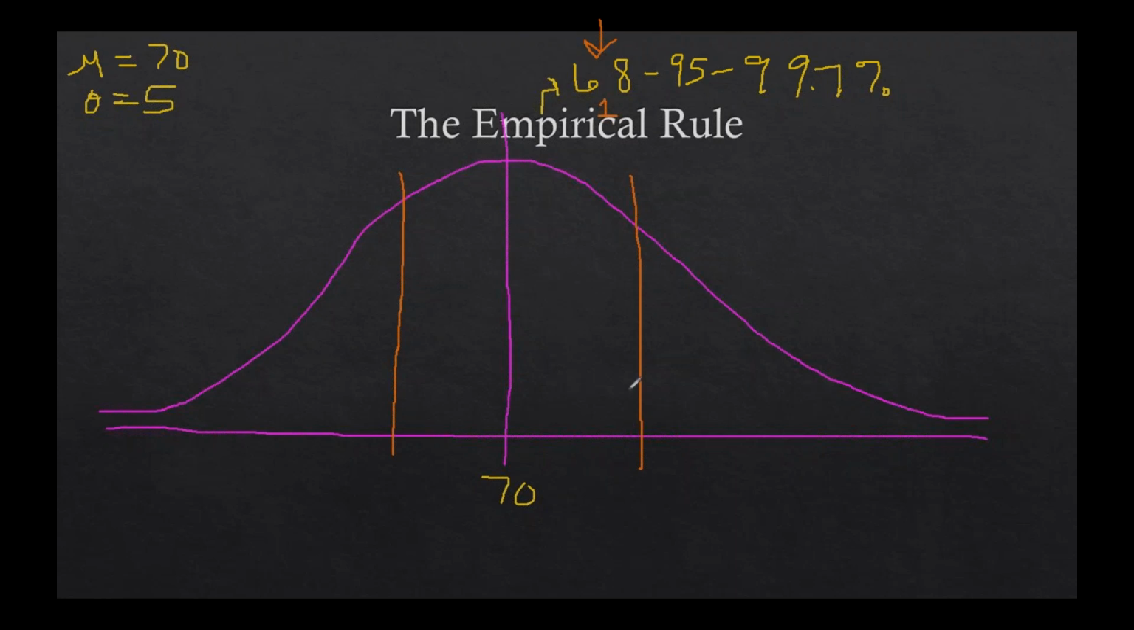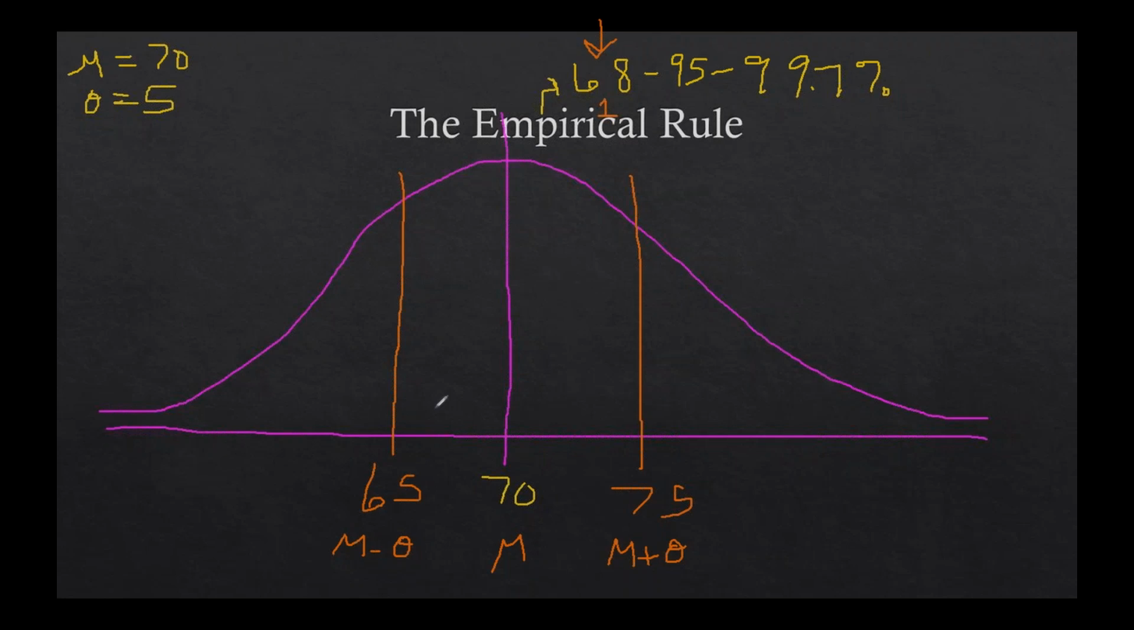Think about a number line. As we move to the right, we would add. So we would add a standard deviation. 75, exactly. So we have the mean in the middle, and here is the mean plus the standard deviation. Now to the left, we're going to take the mean and subtract the standard deviation. So what would that value be? 65, exactly. So we would say 68% of our data falls between these two orange lines.